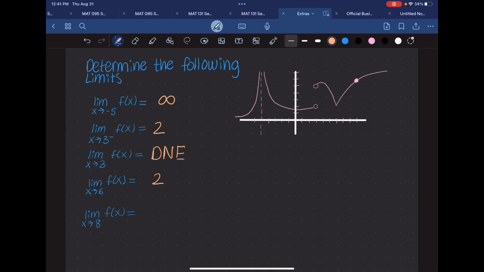Finally, we have the limit as x goes to 8 of f of x. So I'm going to look at what's happening as x is going to 8. Well, my function on both sides is approaching this point, which is sitting at a height over here, which is 1, 2, 3, 4, 5, 6, a height of 6.